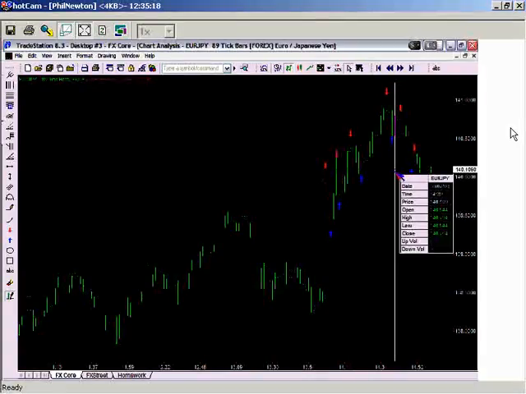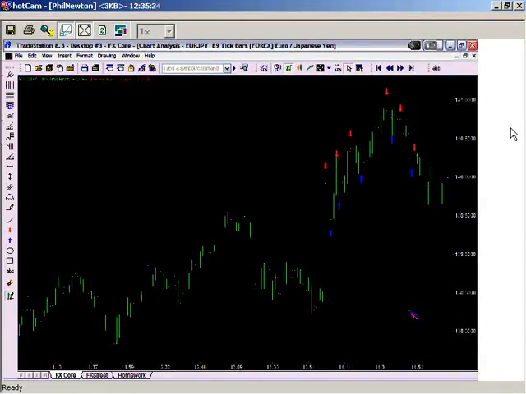So we can refine the entry using price action on the lower time frames. Everyone happy with that? So we can refine the entry based on the lower time frames.